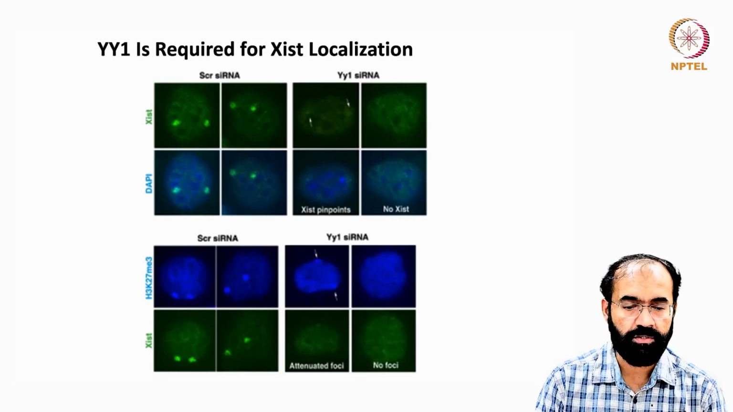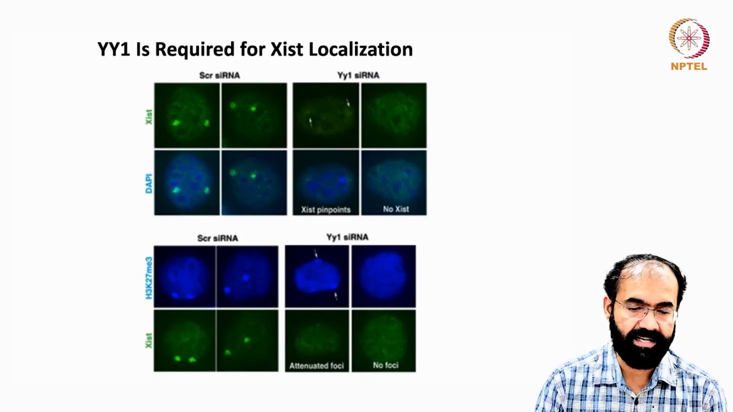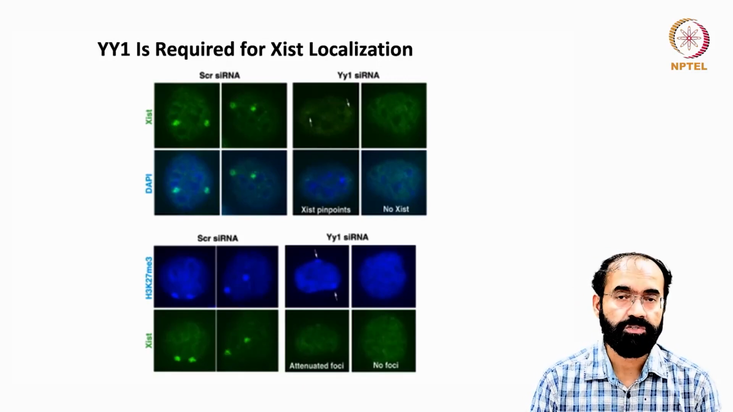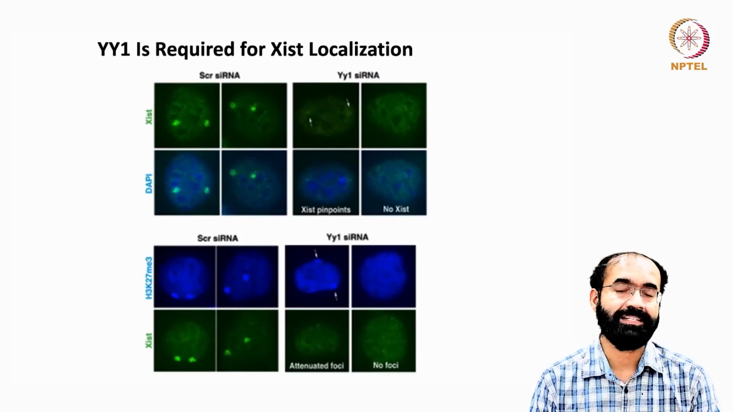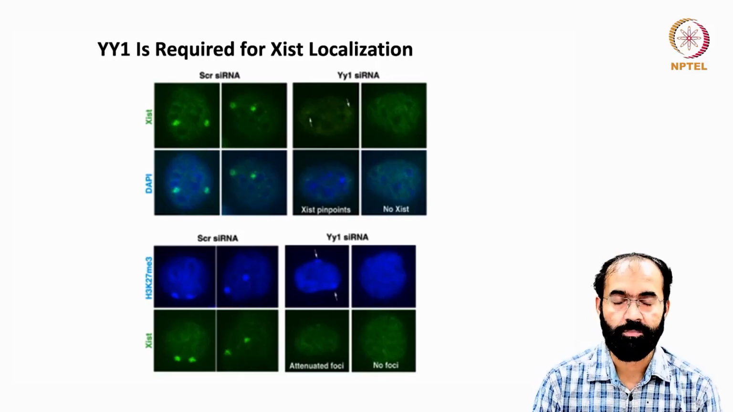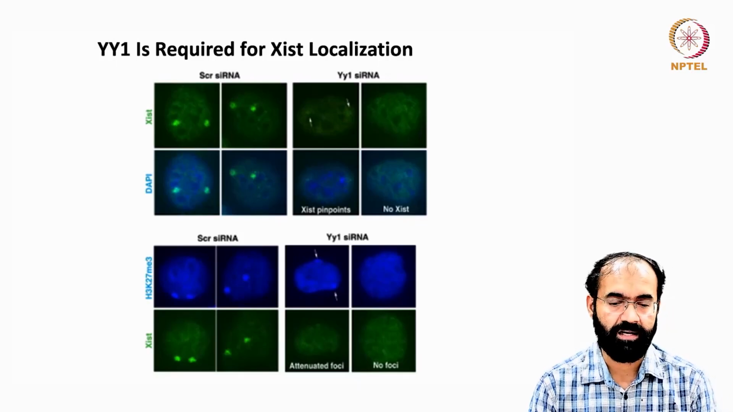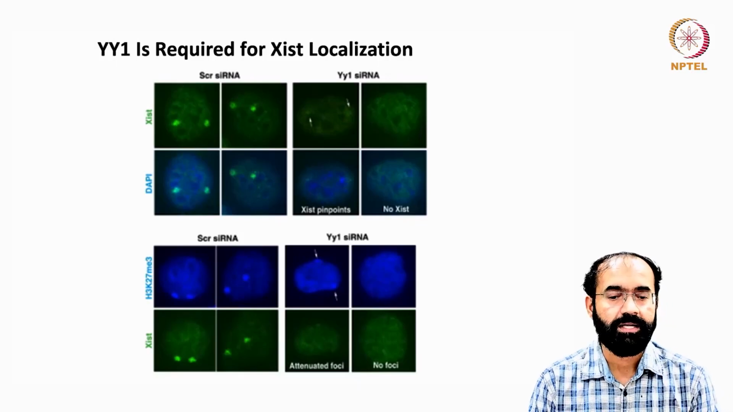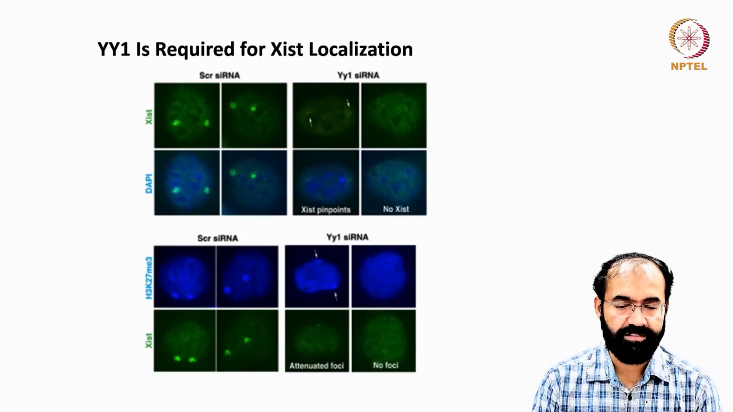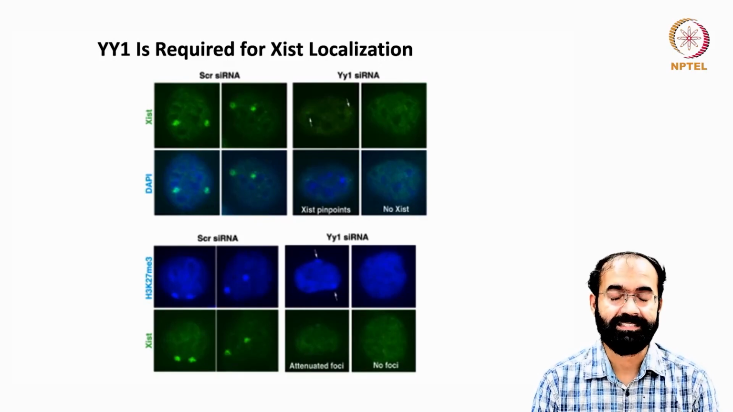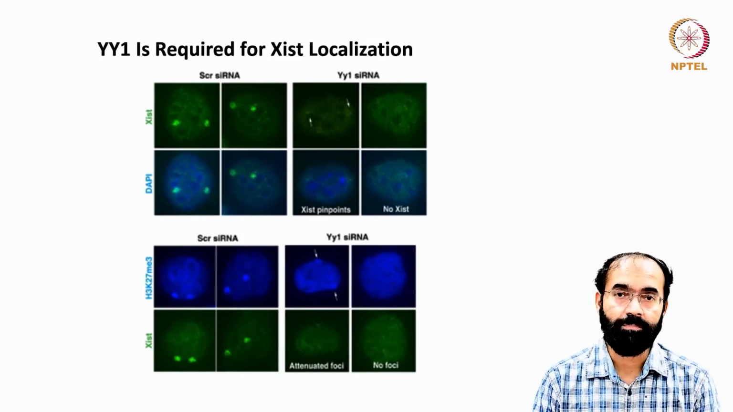Also, the H3K27 trimethylation status, which is a post-tethering or post-Xist attachment event on the X chromosome, will go missing. So the take home message from these experiments is that Xist will be able to attach to its target, that is the X inactivation center, with the help of a protein called YY1.